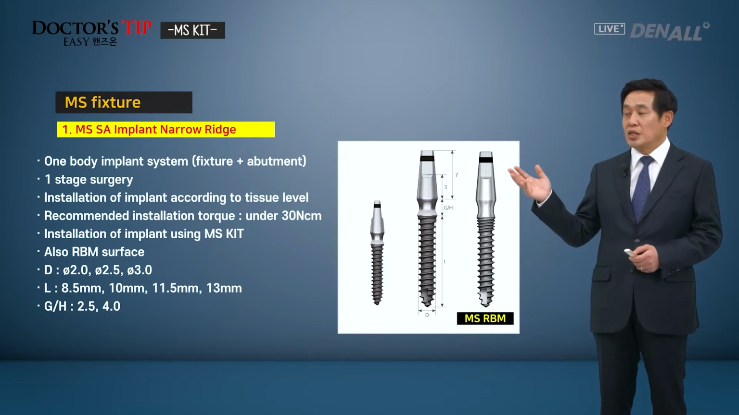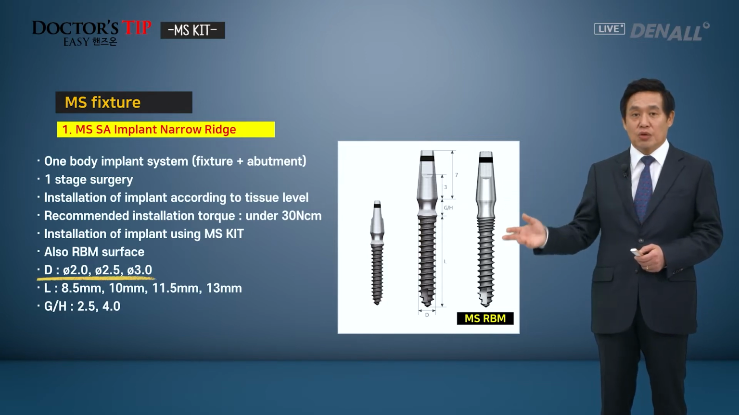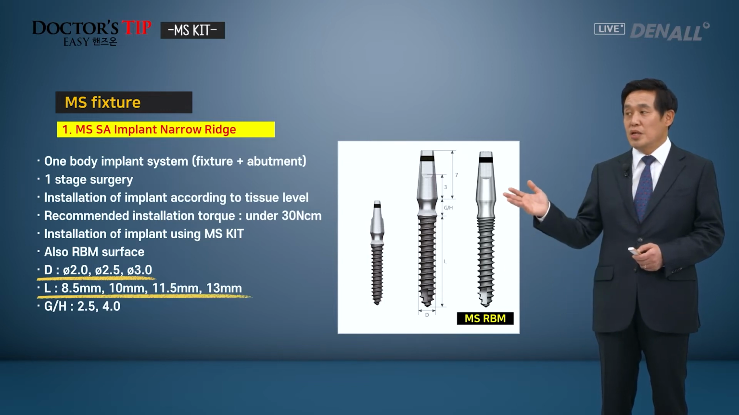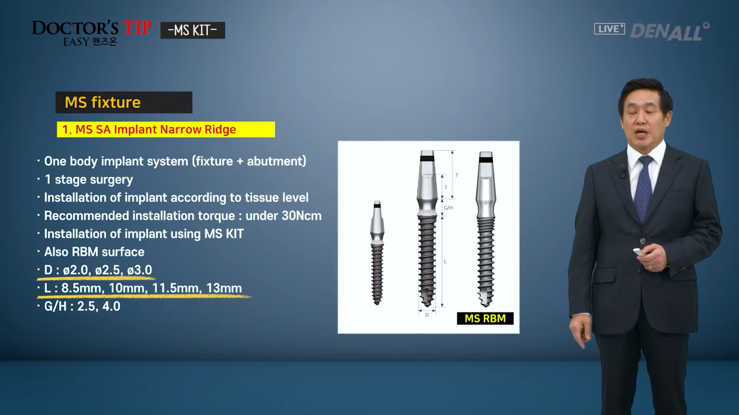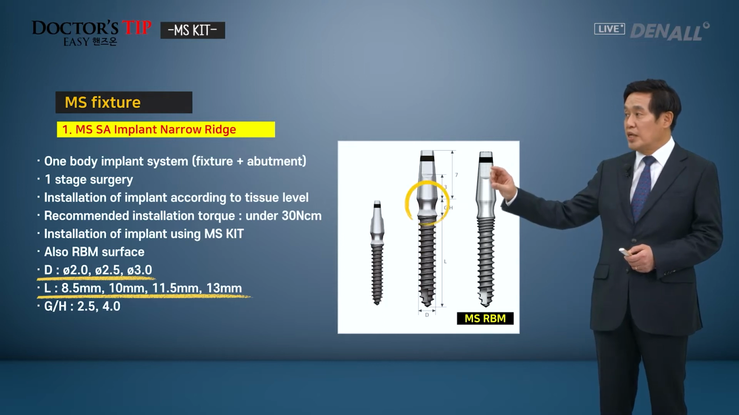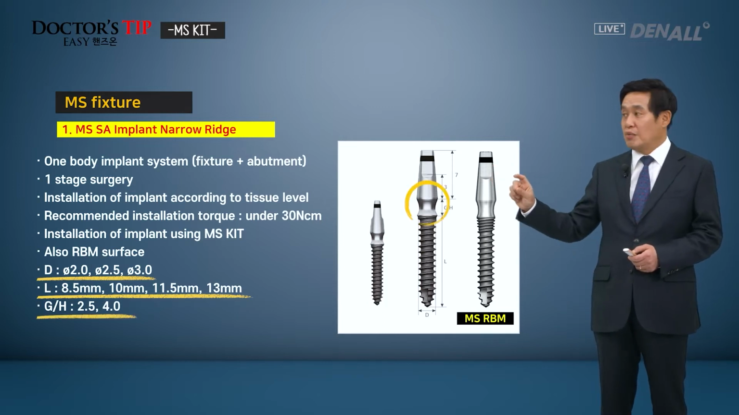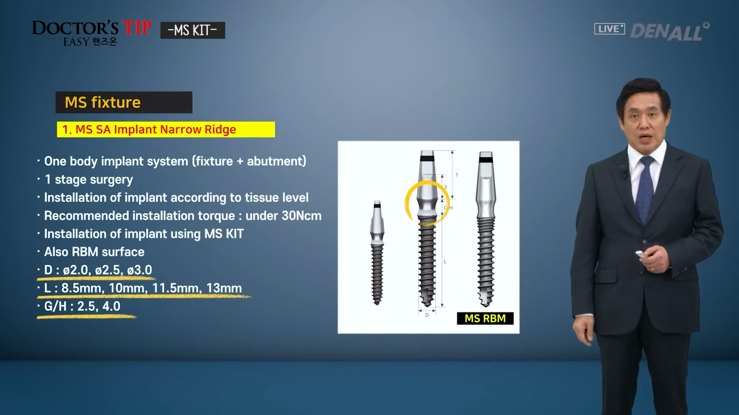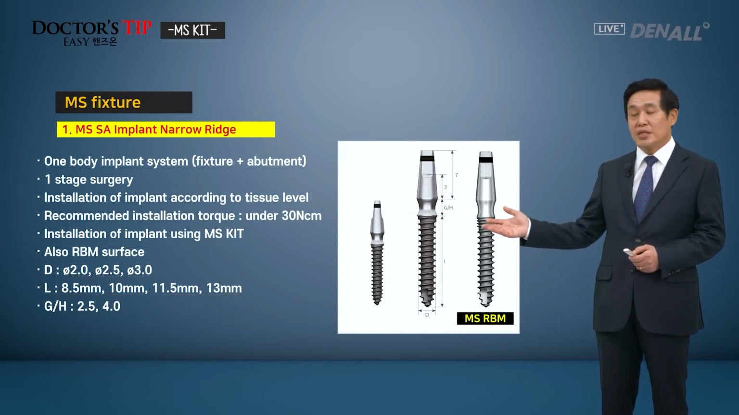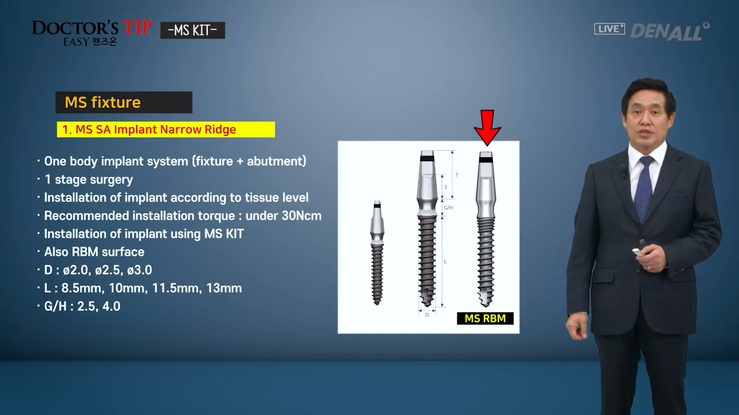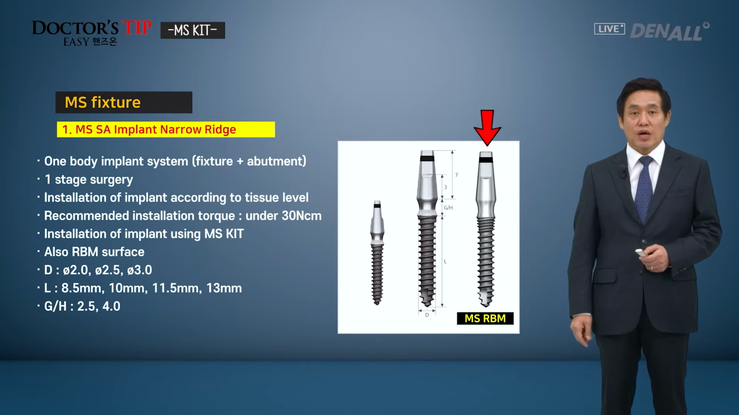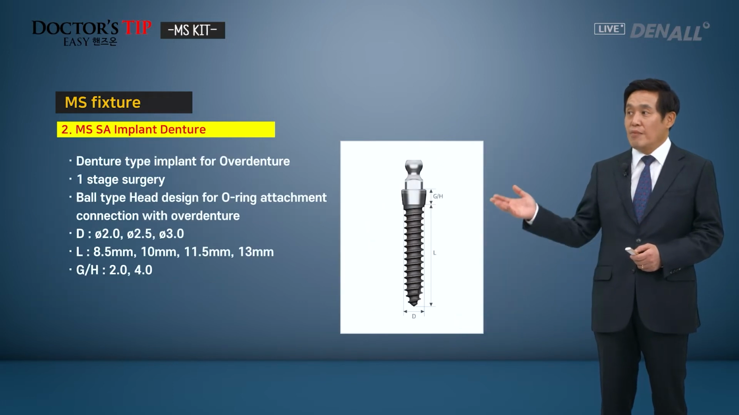And you can install the implant using MS Kit, and it has 3 diameters, and length comes in 4 types, 8.5 to 13 millimeters. And here, gingival height, because it's one body, has 2 types, 2.5 and 4.0. And in the past, MSRBM surface was used, and some still prefer it. And if it's needed, that surface is also available.